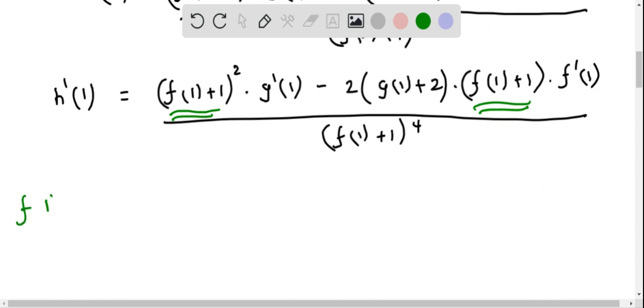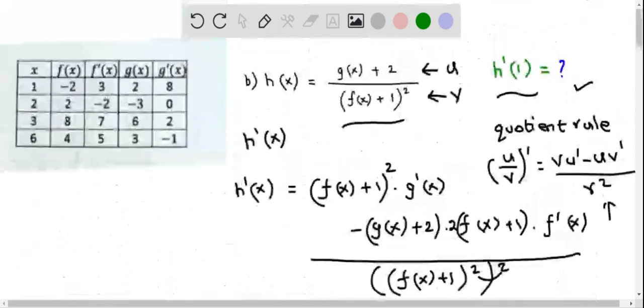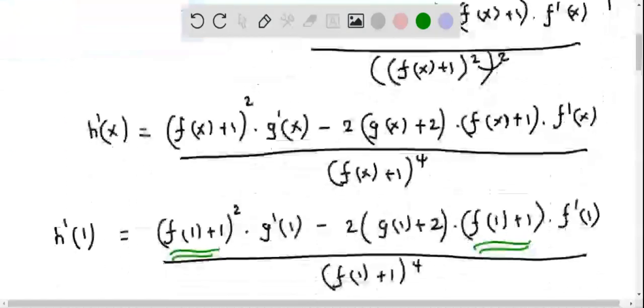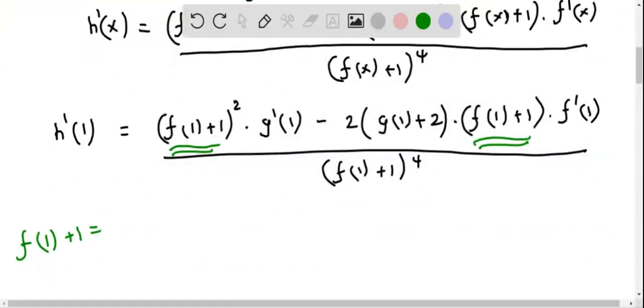So first let's calculate f of 1 plus 1. We can use the table for this. We have to find f of 1. So look at this column f of x. At x equals 1, it is negative 2. So therefore this becomes negative 2 plus 1, and this means negative 1. So f of 1 plus 1 is negative 1, and this means all this can be replaced by negative 1.